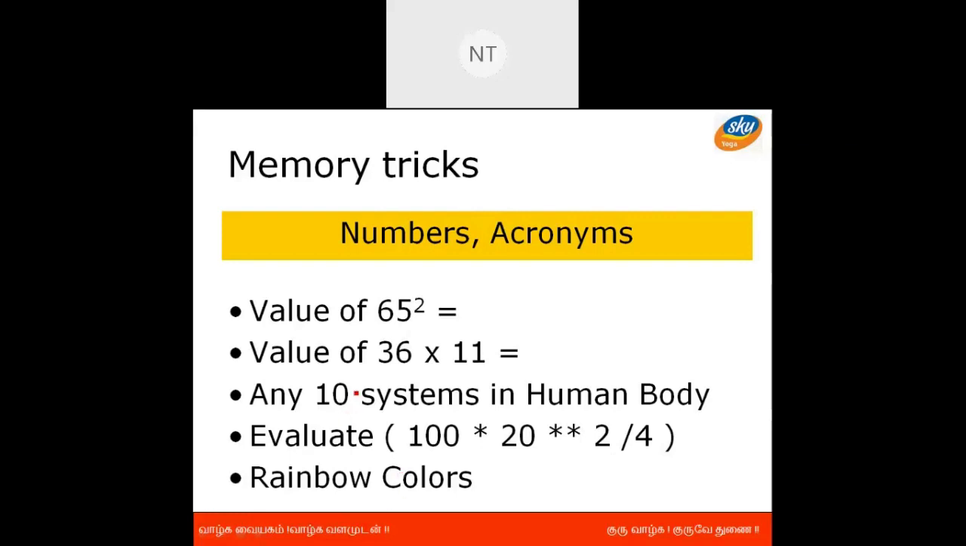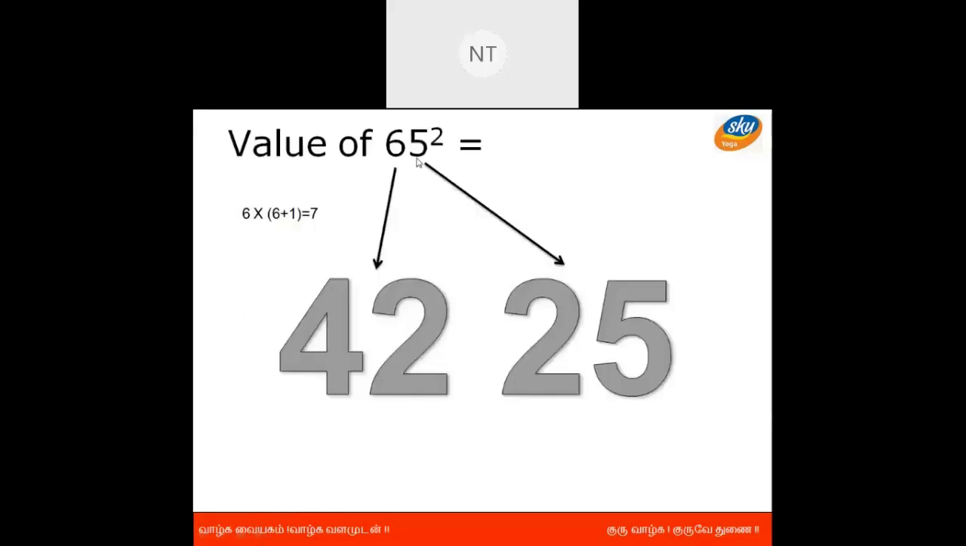Okay, let's take the first one, the value of 65 square. Suppose you want to multiply 65 into 65, but this works only for numbers ending with 5. First and foremost, you take the 5 and square it, which becomes 25. The next number is 6. What is the next number after 6? It will be 7. Yes. So when you multiply 6 into 7, it becomes 42. So you put the value together, that is 4225.